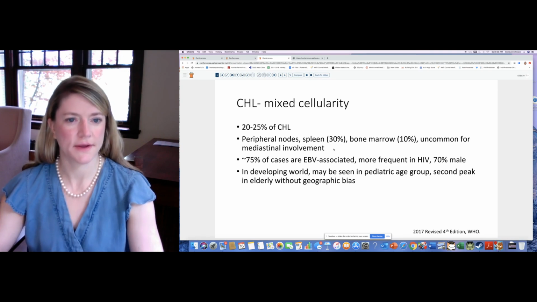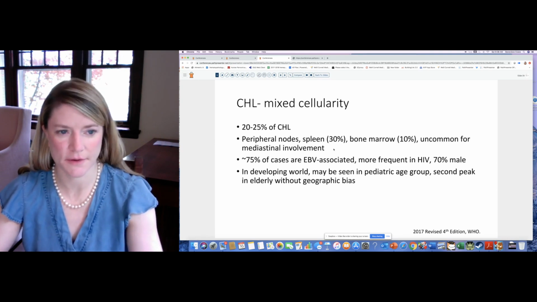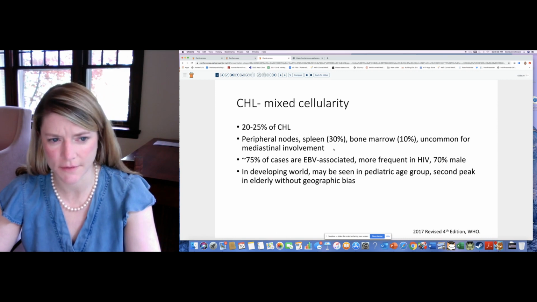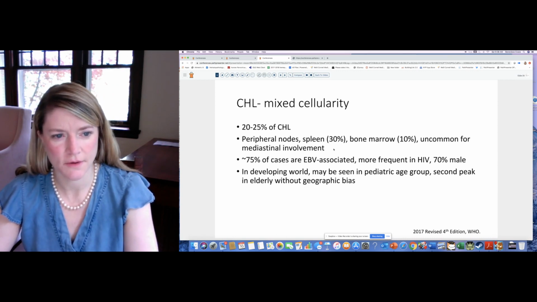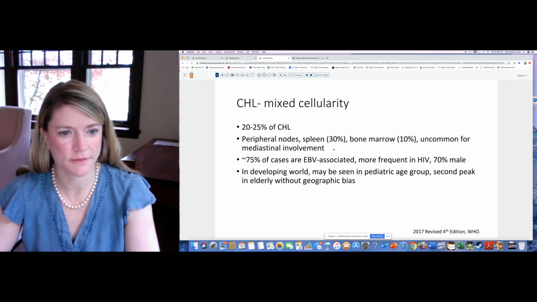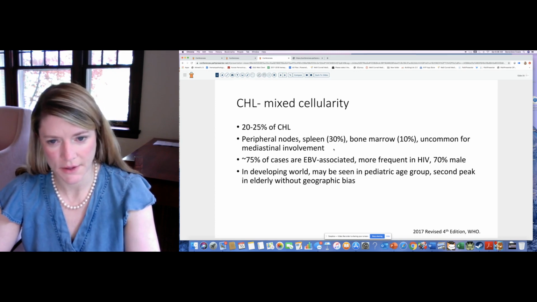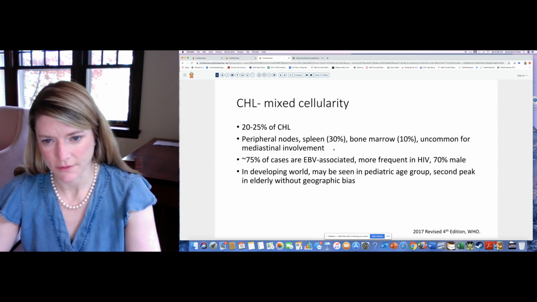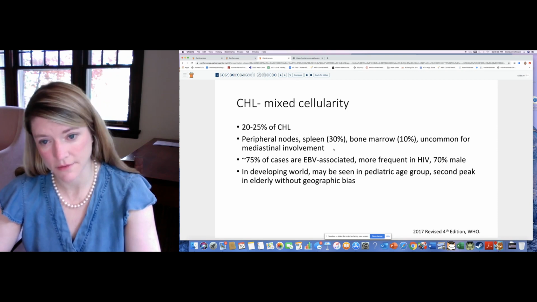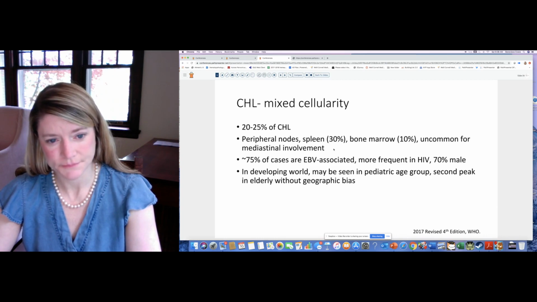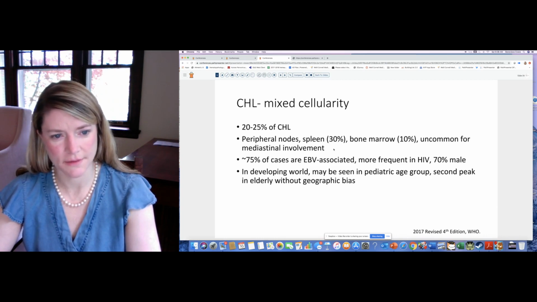Overall, historically, this subtype of Hodgkin lymphoma will comprise around 20 to 25% of Hodgkin lymphomas, often seen in peripheral nodes, as this one was here. Involvement of the spleen in 30% of cases. Bone marrow involvement is not uncommon, in contrast to nodular sclerosis Hodgkin lymphoma, and mediastinal involvement is actually uncommon in this subtype.